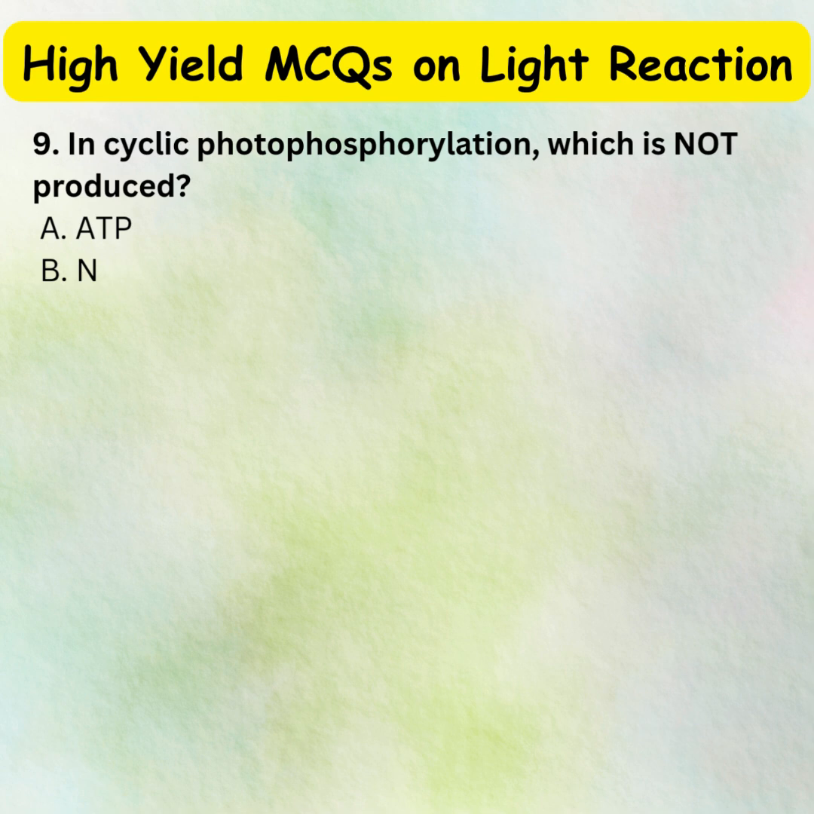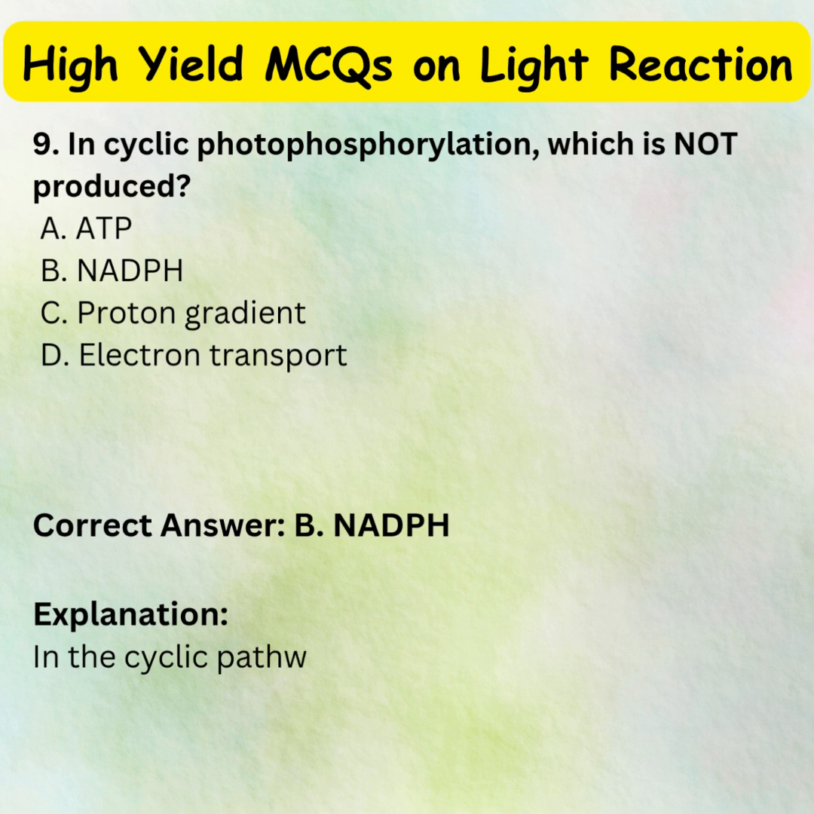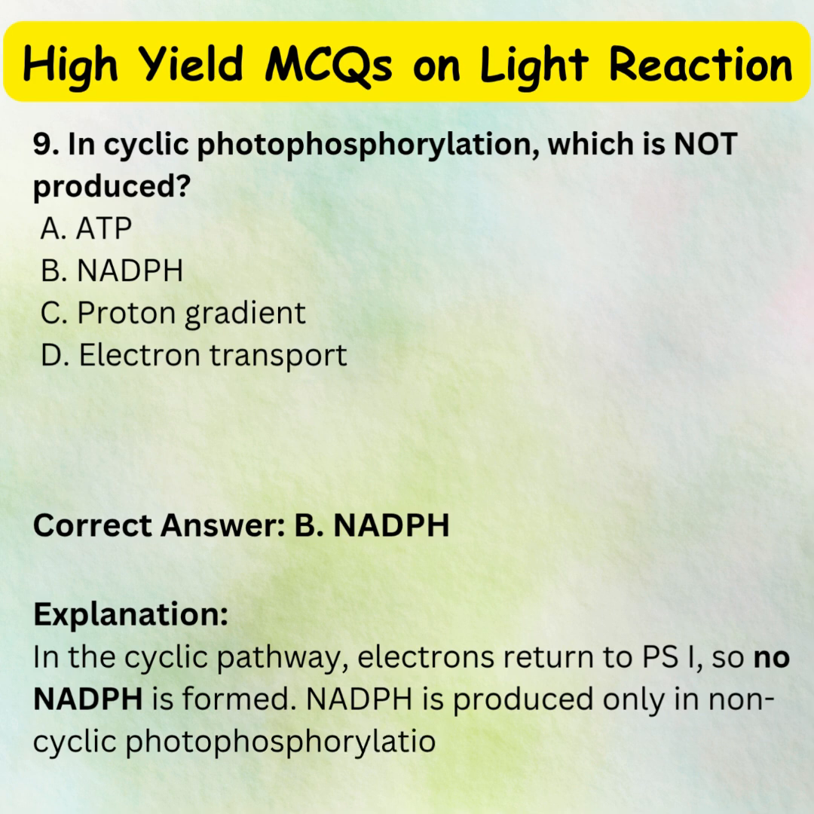Question 9. In cyclic photophosphorylation, which is not produced? A. ATP, B. NADPH, C. Proton gradient, D. Electron transport. Correct answer is option B, NADPH. In the cyclic pathway, electrons return to PS1, so no NADPH is formed. NADPH is produced only in non-cyclic photophosphorylation, where electrons reduce NADP+.